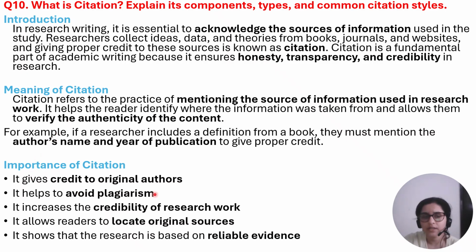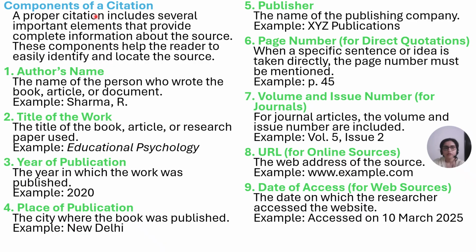Importance of citation. It gives credit to the original authors. It avoids plagiarism. Plagiarism is copying. Then it increases credibility of the research work. It allows readers to locate original sources, and it shows that the research is based on reliable evidence. Components of citation: author's name, title of the work, year of publication, place of publication, publisher, and page number, from which page you have taken, also you have to mention. Volume and issue number for journals, URL if it is an online source, and the date of access.